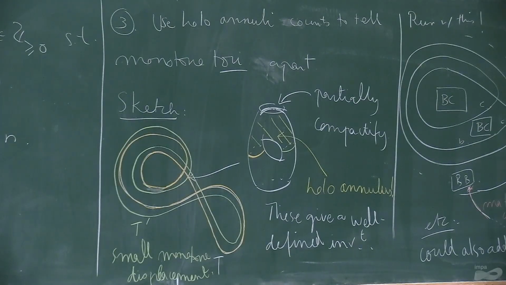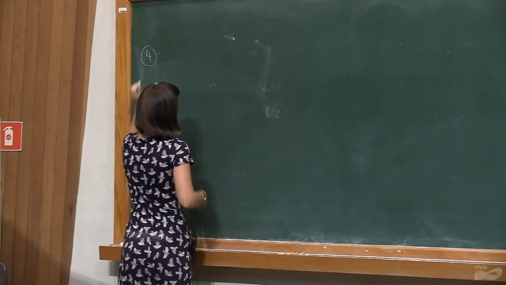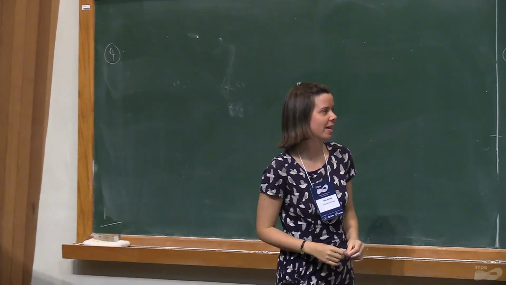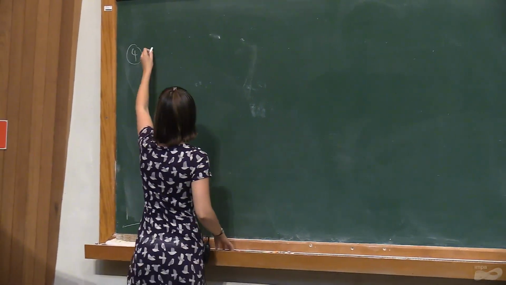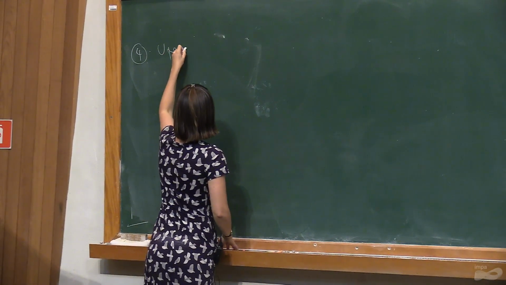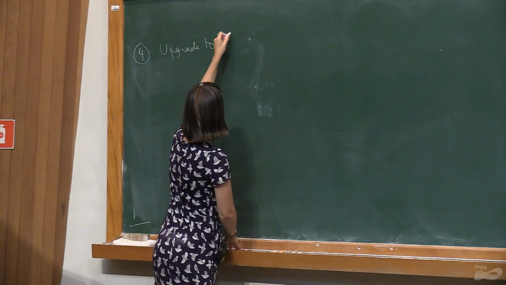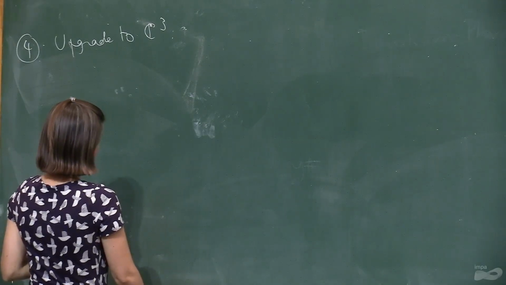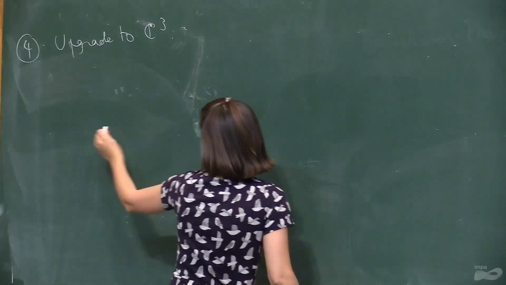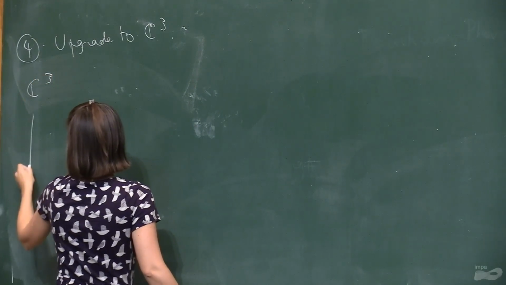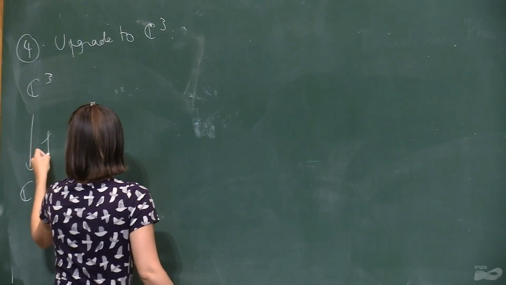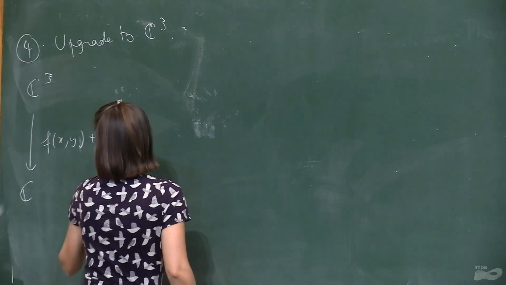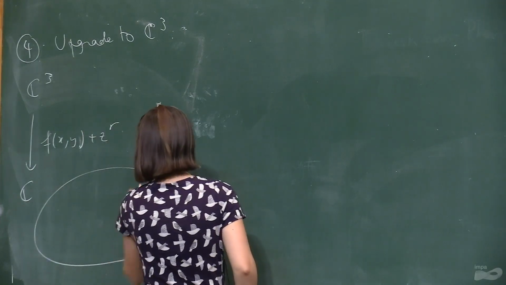So, the fourth thing, I'm giving you lots of flavors of applications. So the fourth application is upgrade to C3. I can think about the map from C3 to C given by, I think we called it f of xy plus z to the r. So that's going to have a bunch of critical points.